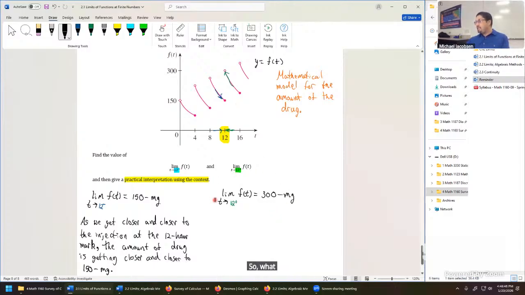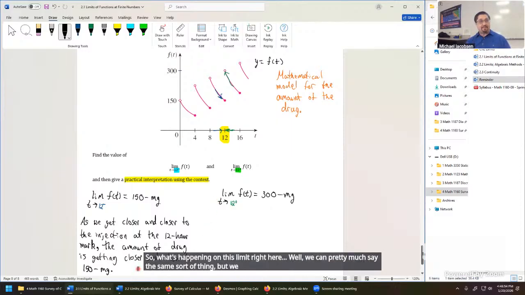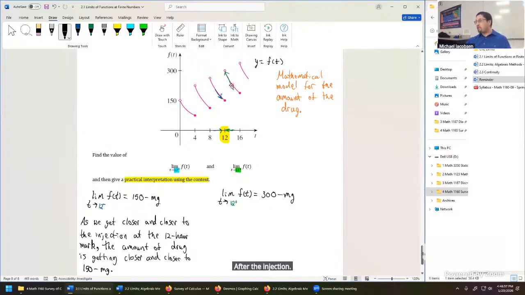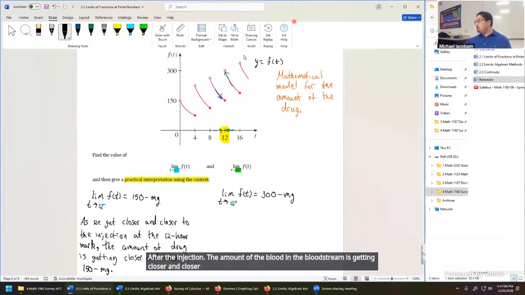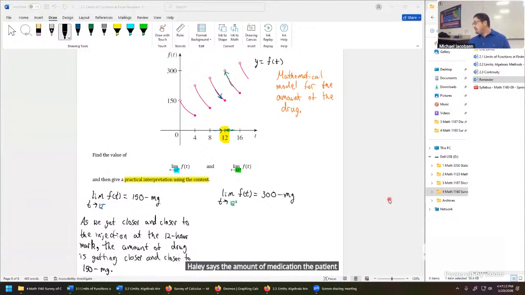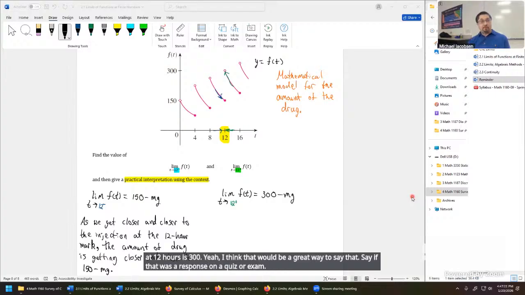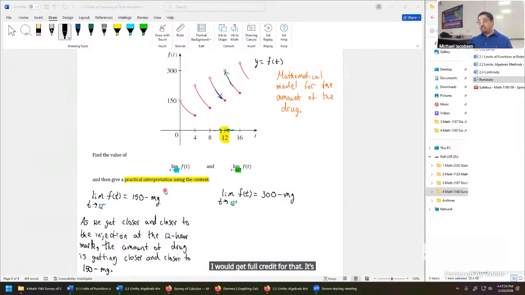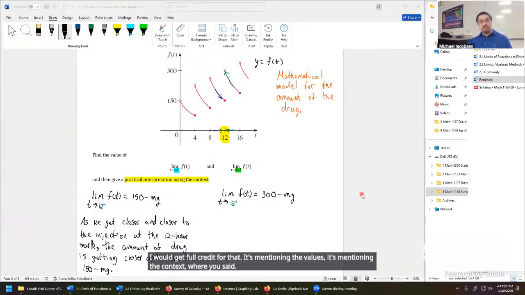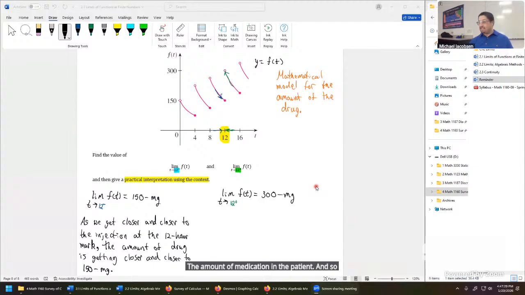So what's happening on this limit right here? Well, we can pretty much say the same sort of thing, but we're just talking after the injection. So as we get closer and closer to the time after the injection, the amount of drug in the bloodstream is getting closer and closer to the 300 milligram level. Haley says the amount of medication in the patient after receiving the shot at 12 hours is 300. Yeah, I think that would be a great way to say that. If that was a response on a quiz or exam, I would give full credit for that. It's mentioning the values, it's mentioning the context where you said the amount of medication in the patient, so that'd be a great answer to that.